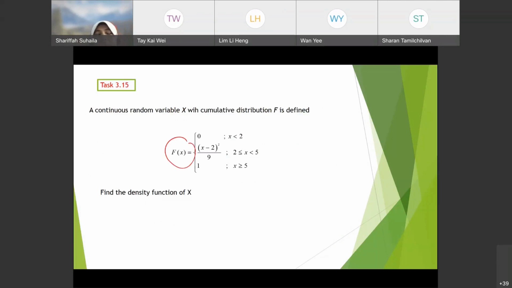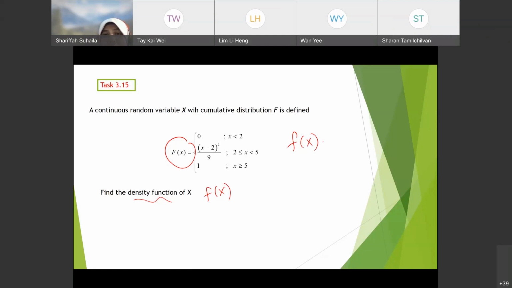We want to find the density function of x. That means the density function, your small f. What is your answer for small f? What you need to do? You are already given your capital F and you want to find your small f. Differentiate. Good. So that means for your small fx, you will differentiate.